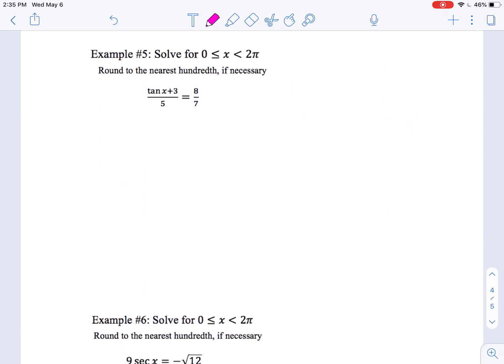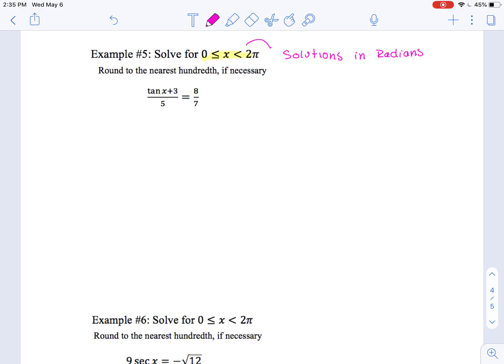So now we are at example 5. Once again, I'm going to look and see what range my angle is given in, and my range is given in radians. So my answers to this will be in radians. Round to the nearest hundredth if necessary. So if we're working with our calculator, we will have to round.